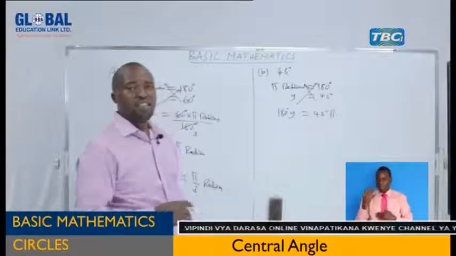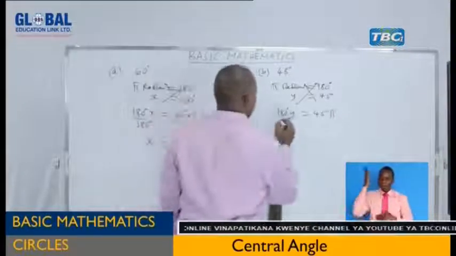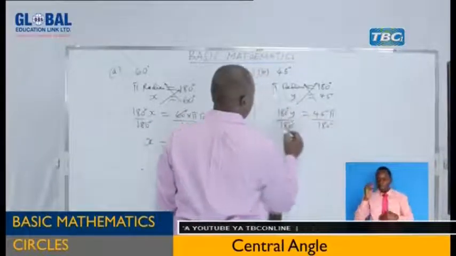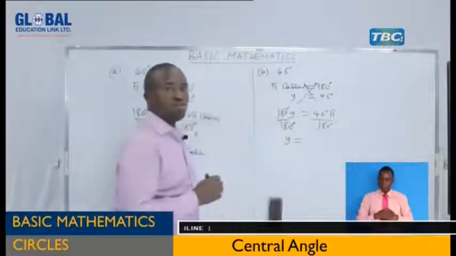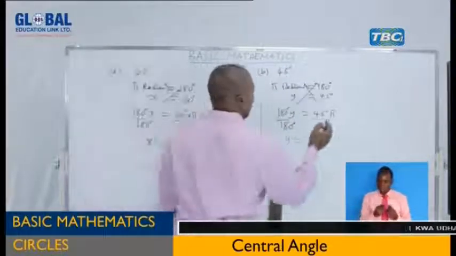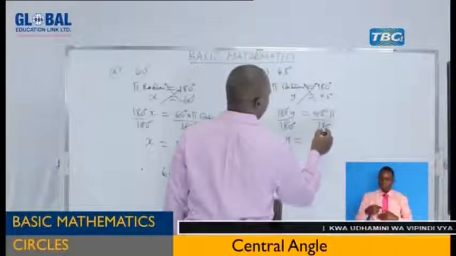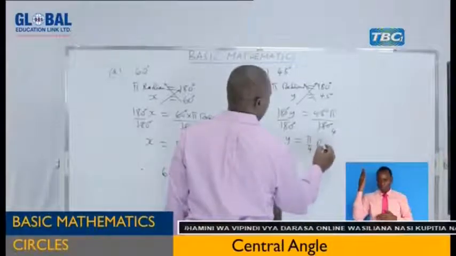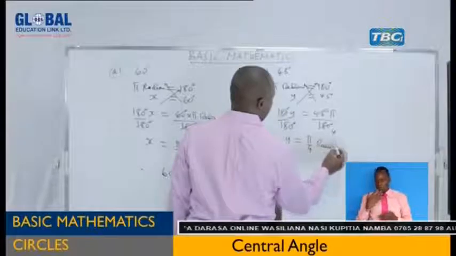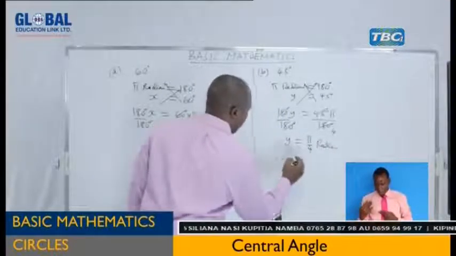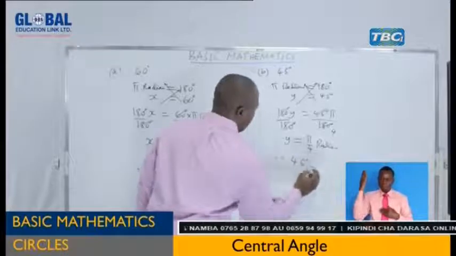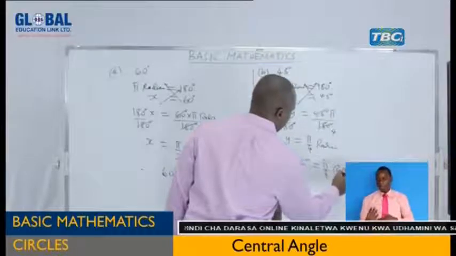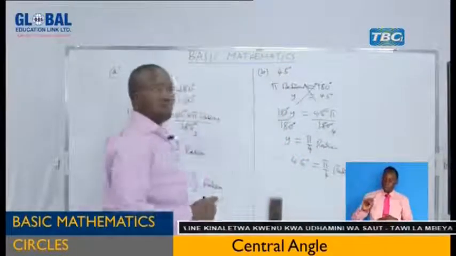So divide by 180 degrees from both sides. Simplifying, 45 by 45 is 1, and 180 by 45 is equal to 4. So we have y equal to pi over 4 radians. So in this case, we say 45 degrees is equivalent to pi over 4 radians.